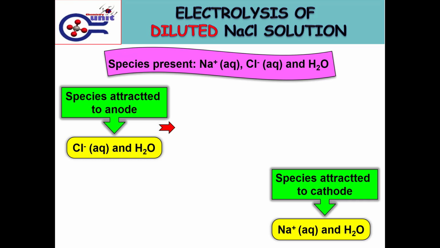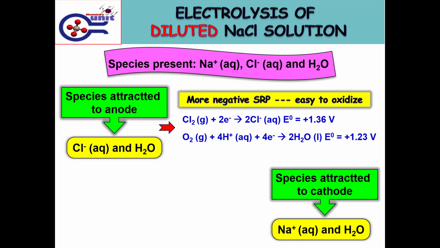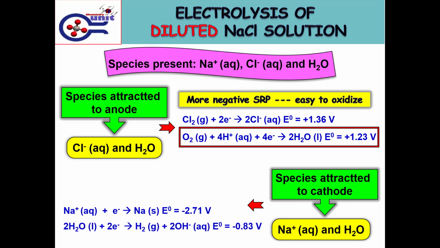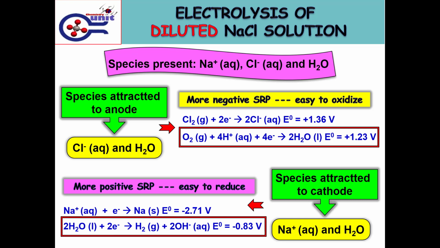At the anode, when we compare the standard reduction potential for both species, chloride and water, the more negative the standard reduction potential, the easier it is to oxidize. So, water will oxidize at the anode. At the cathode, by referring to the standard reduction potential for both species, the more positive the electrode potential, the easier it is to reduce. So, water will reduce at the cathode.